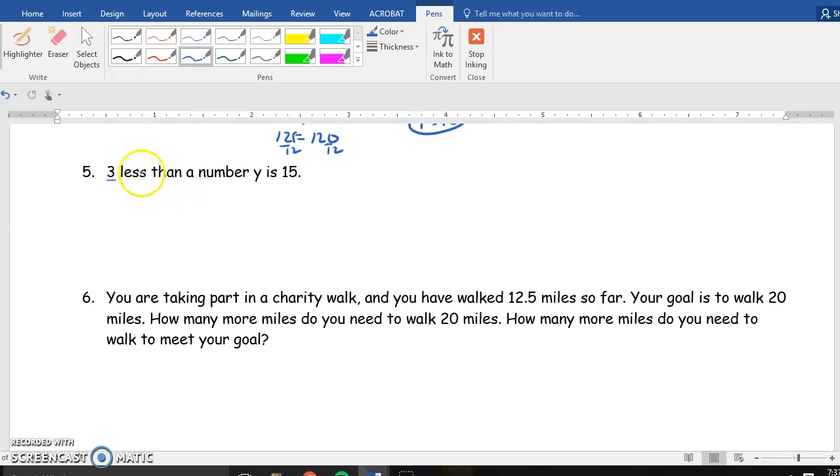Number 5 is one that generally gets us. 3 less than a number y. You have to be less than something. So the order in which you write this is actually reversed. It has to be y minus 3, because 3 less than a number y is 15. When you add the 3, y is equal to 18.